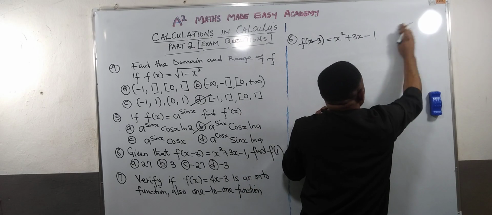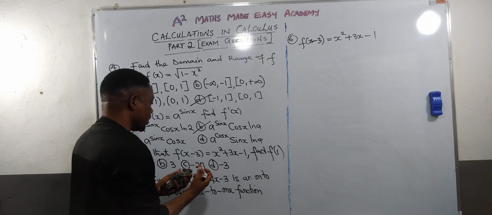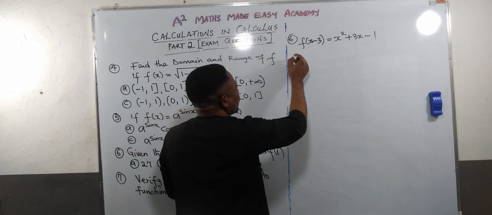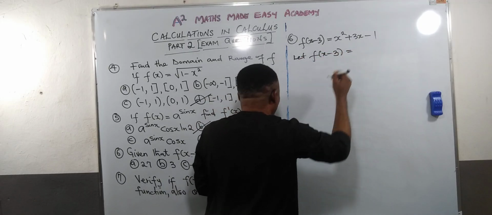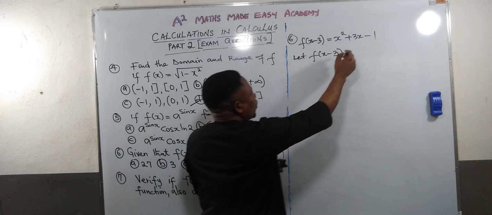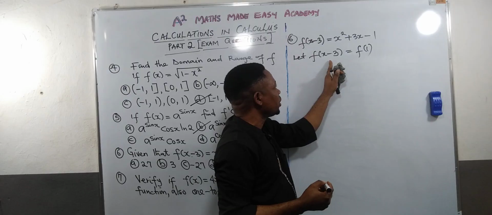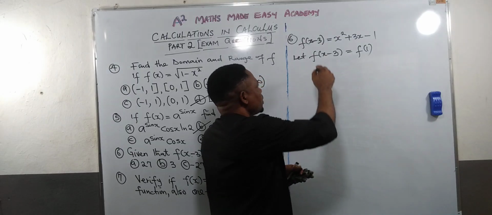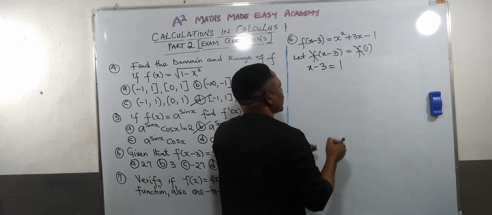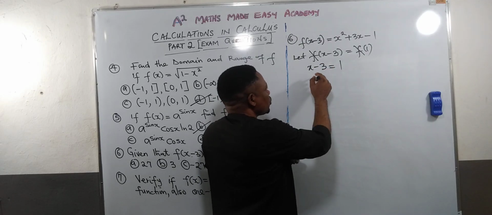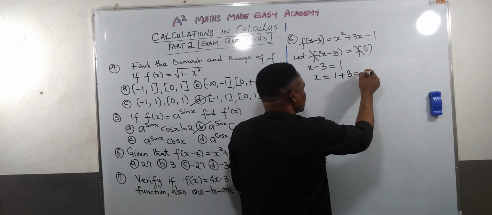Now, how do we solve this problem? First of all, we get the actual value of x. How? We compare the question. We say let f of x minus 3 be equal to the f that we're looking for, which is f of 1. The essence of comparing the two functions is to get the value of x. Now we cancel f, so x minus 3 should be equal to 1. Can I make x the subject now? So my x will be 1. If minus 3 moves over, it becomes plus 3. And the answer is 4.